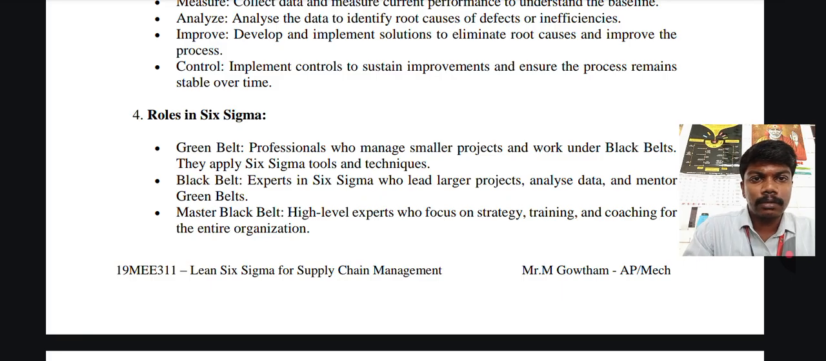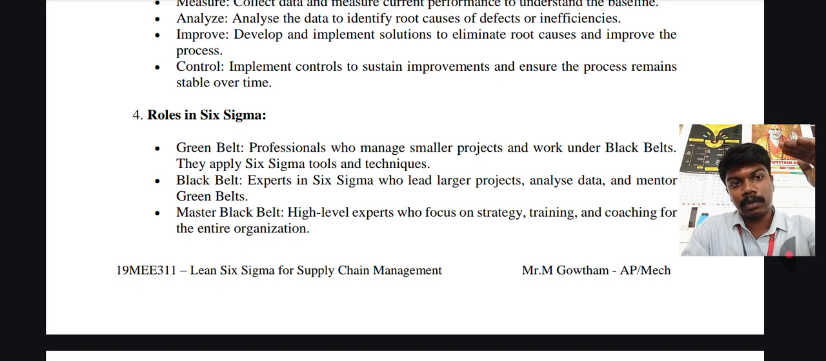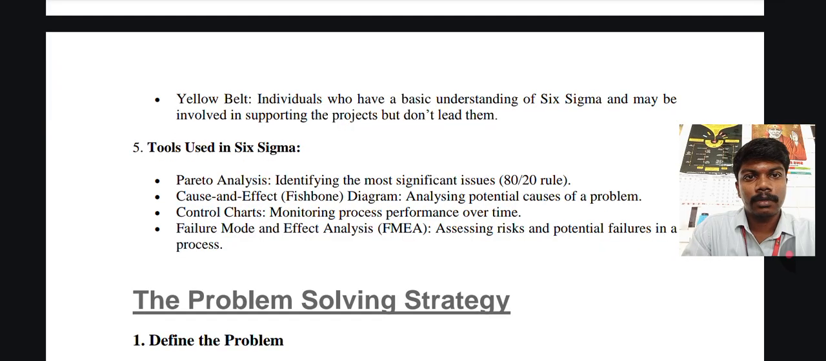Next, once you complete the green belt, move on to the black belt. Black belts are experts in Six Sigma who lead larger projects, analyze the data, and mentor the green belts. Then followed by master black belt, which is the highest level. Okay, these are the roles in Six Sigma. As mentioned here, yellow belt is very basic, what I have explained here, which is the package of yellow belt.